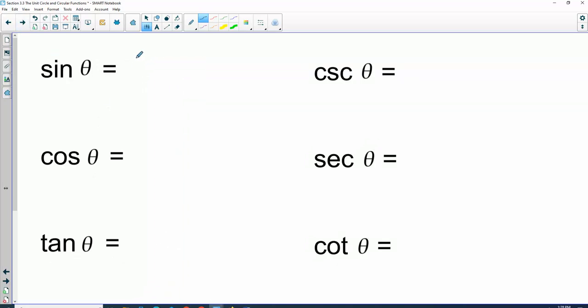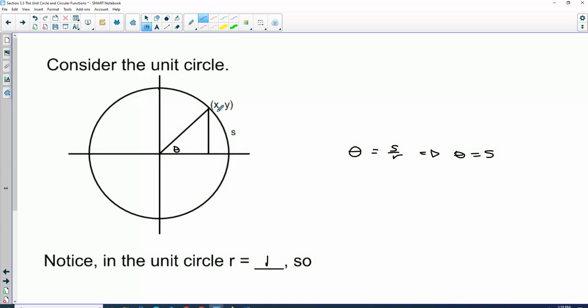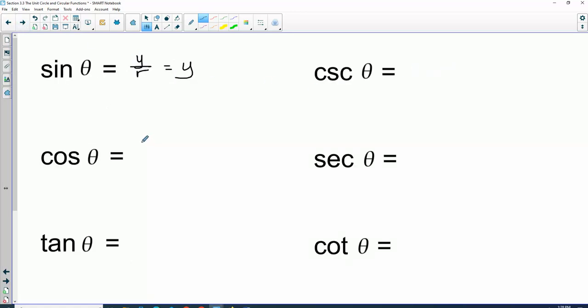Before, we said that the definition of sine is y divided by r. But on the unit circle, since the radius is 1, sine is just equal to y. So if I took the actual point anywhere on the circle, the y value of that ordered pair is equal to sine. Definition of cosine is x over r. But on the unit circle, the radius is 1, so cosine is just equal to x. Tangent is still y divided by x. That doesn't change.